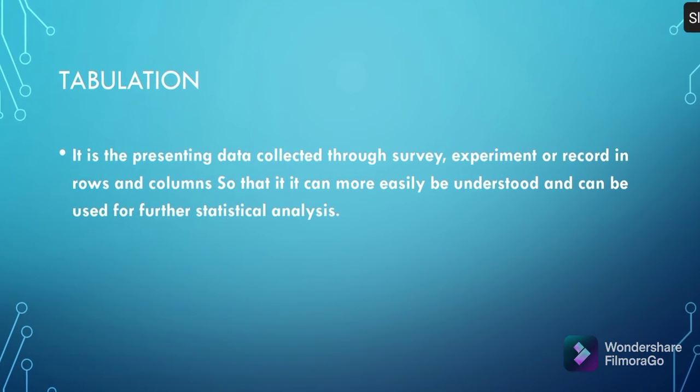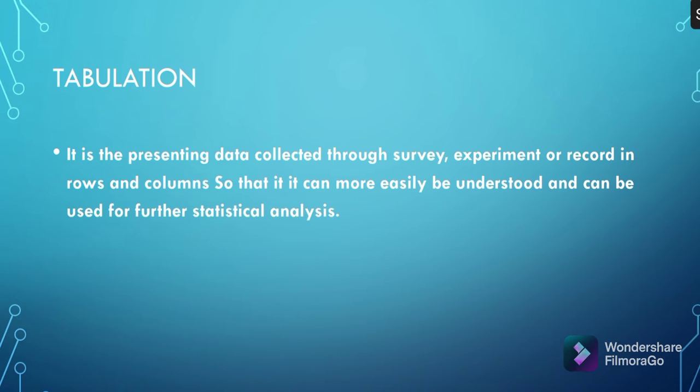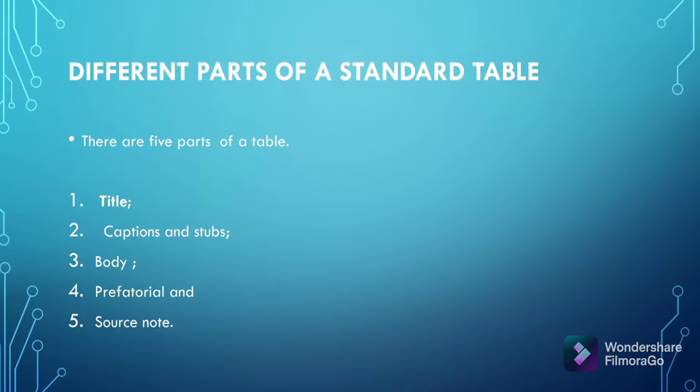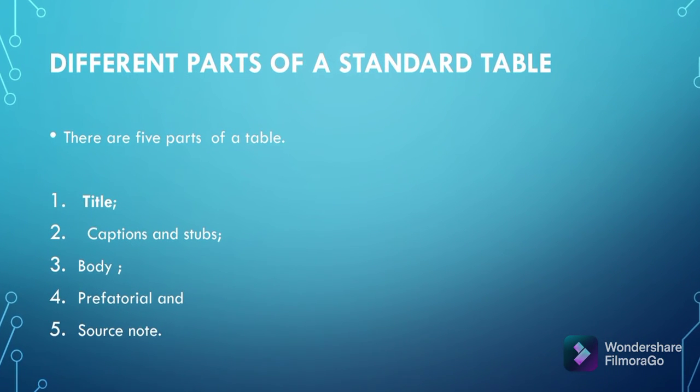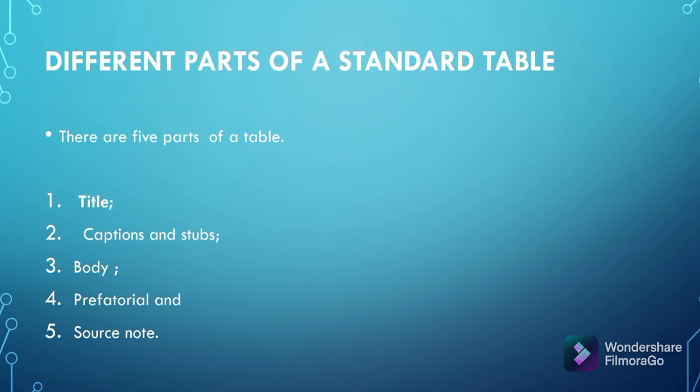Tabulation means the process of presenting data collected through survey, experiment, or record in rows and columns so that it can more easily be understood and can be used for further statistical analysis. The parts of a table are: title, captions and stubs, body, prefatory note, source note.